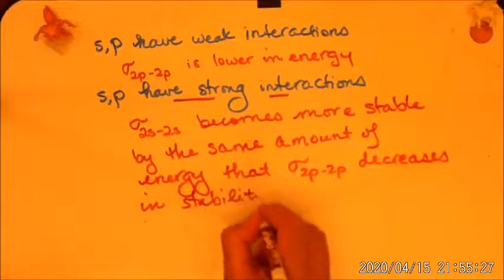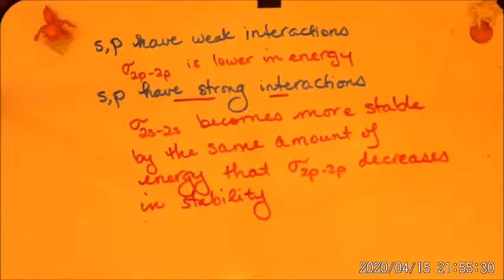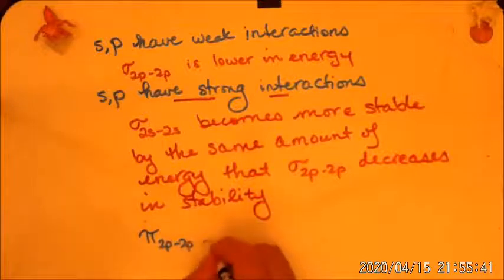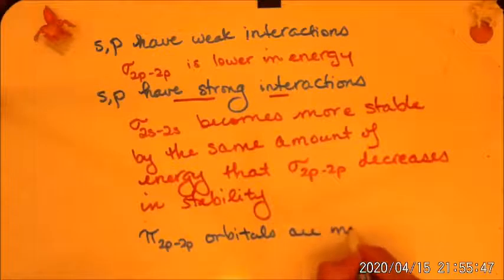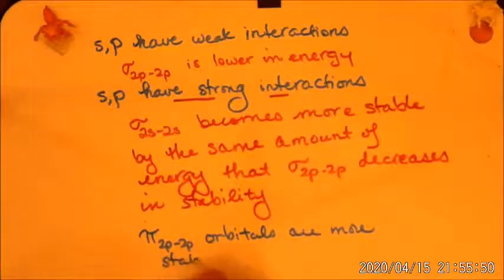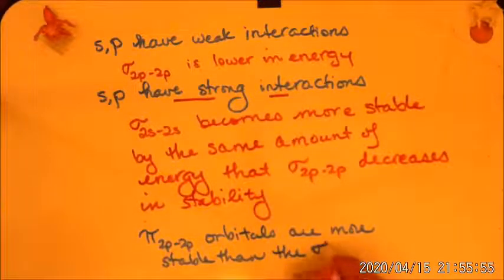Now this doesn't seem so bad, but what happens when I have strong interactions, what you'll find is when we put our orbitals together, my pi 2p 2p orbitals are more stable than the sigma 2p 2p. Alright, so now that you have it written down, let's go ahead and show you the diagrams. I'm going to try to fit them side by side.